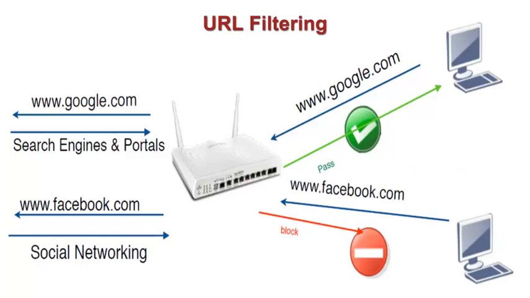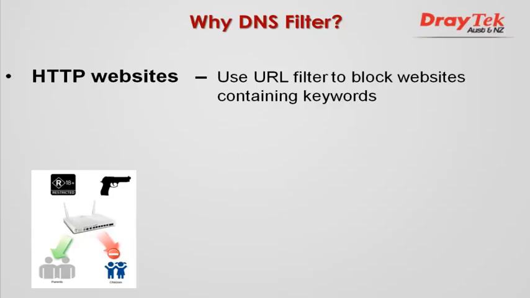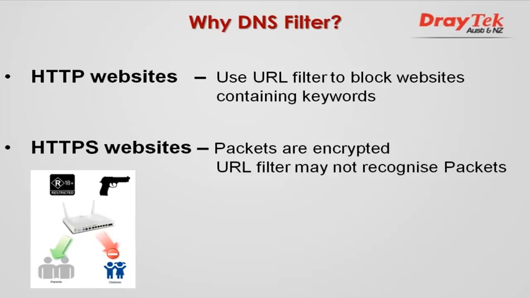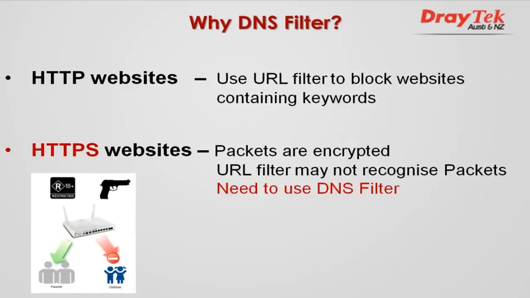Hello everyone. In this video I will describe how you can use the URL filter with the DNS filter to block an HTTPS website. For HTTPS websites, we can use the URL filter to block websites with certain keywords in the URL. But with HTTPS websites, the URL filter may not recognize them since the packets are encrypted. Therefore, we have to use the DNS filter.